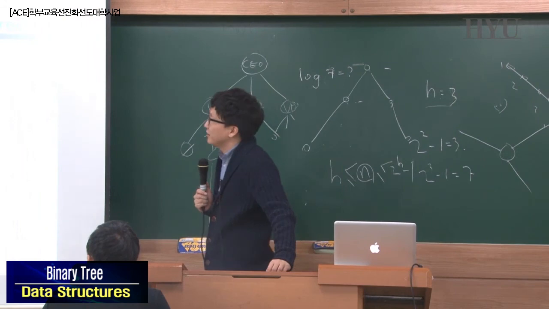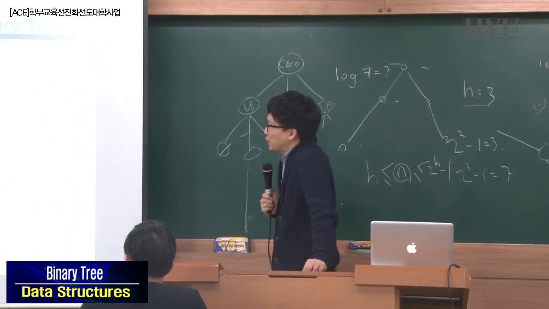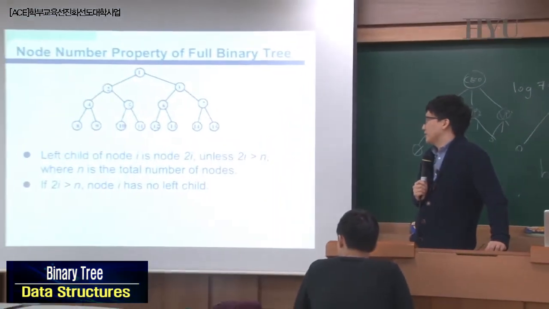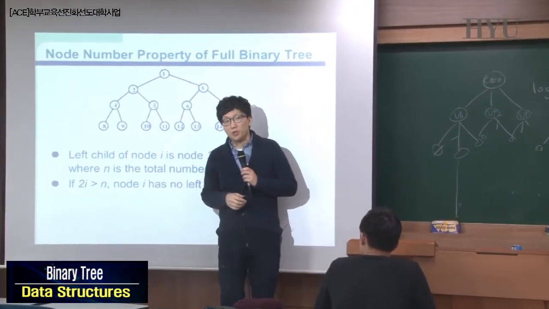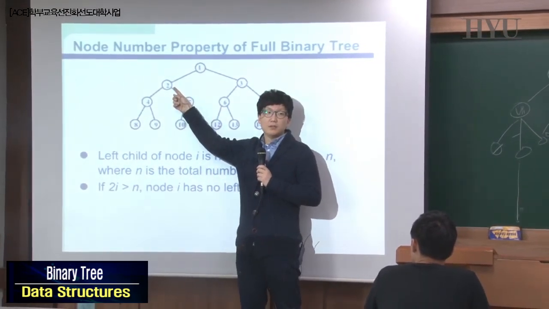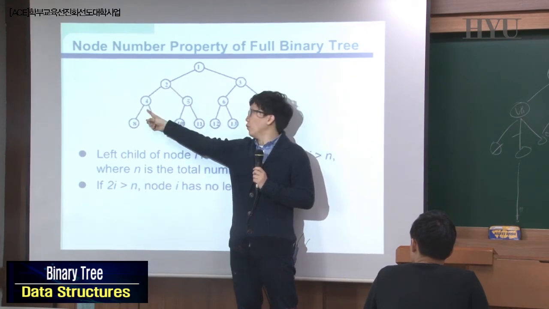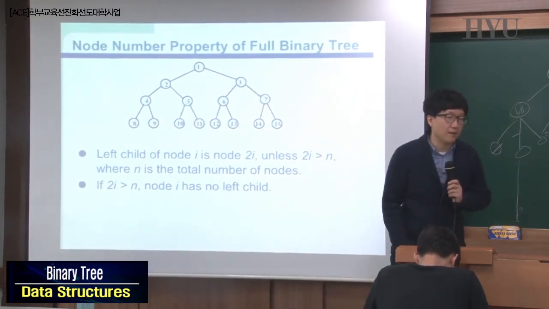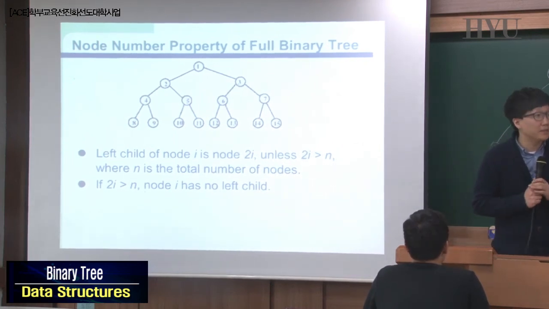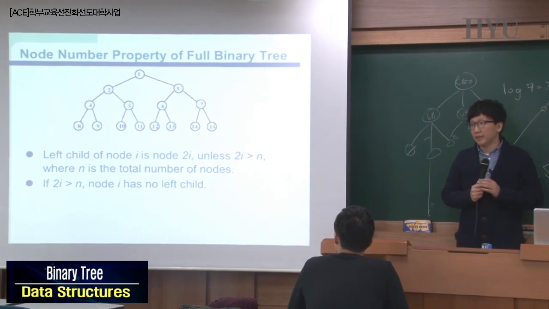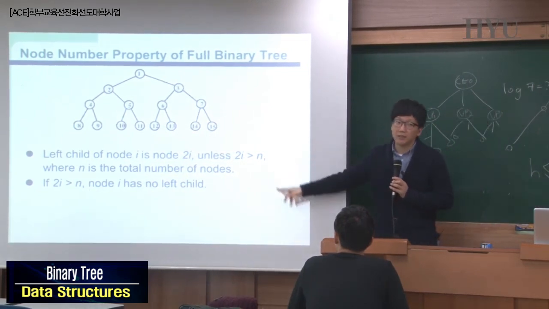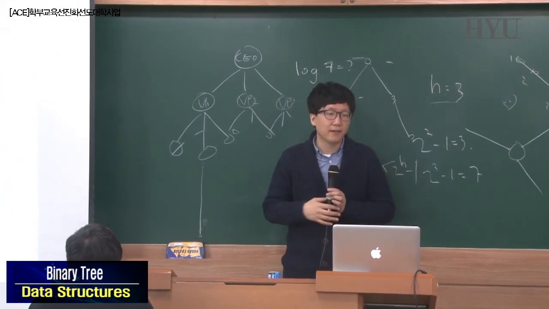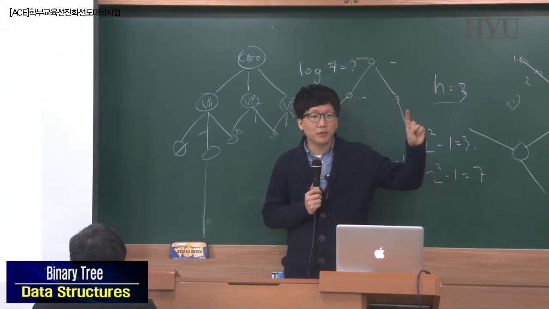Node number property of a full binary tree. Left child of node i is node 2i unless 2i is greater than n, where n is the total number of nodes. If 2i is greater than n, node i has no left child. It simply means I'd like to find the node number of my left child. i is 2 here, 2 times 2, 4. 4 times 2, 8. So, obviously. But they just have one extra condition: if 2 times i is greater than the total number of elements, then it's not right. They just do a checking condition on that part, unless 2i is greater than n. If 2i is not greater than n, when 2i is smaller than the total number, you can always find the node number of your left child.